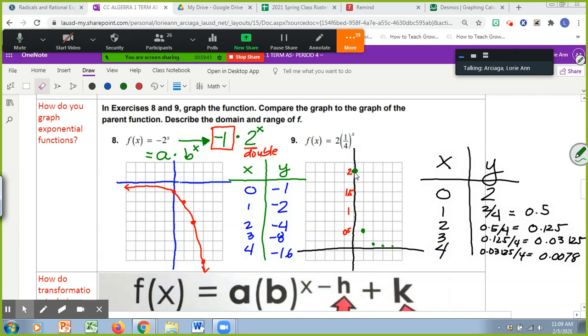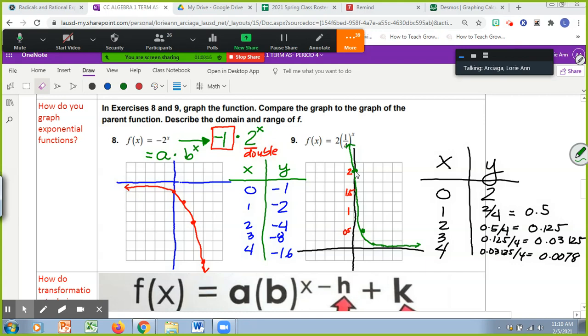So let's graph that one. Let's make a curve going that way, extend it, but don't go beyond the x-axis or below it. There you go. And then it will extend over there. Okay, and that's going to be the graph of 2 times 1/4 to the x power.